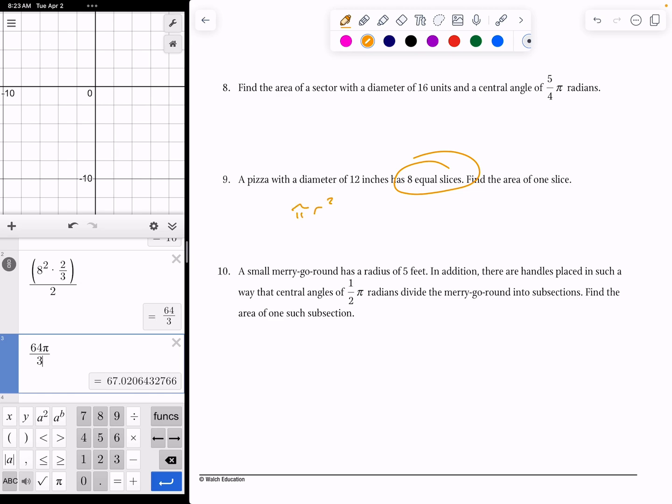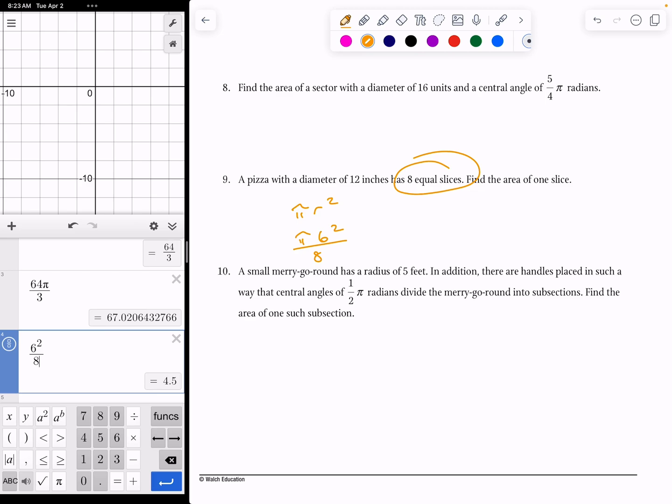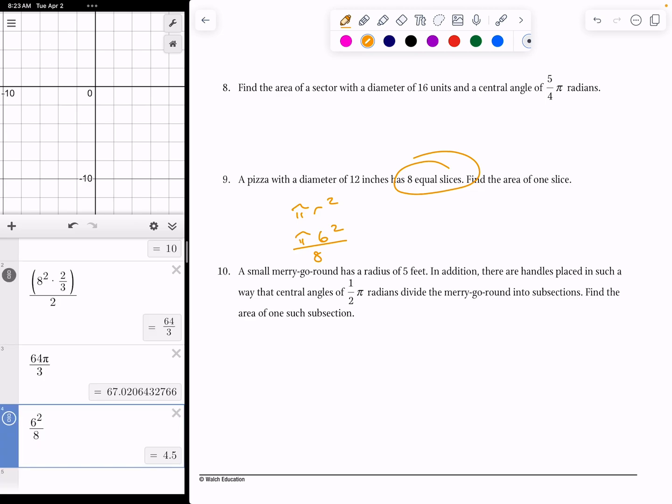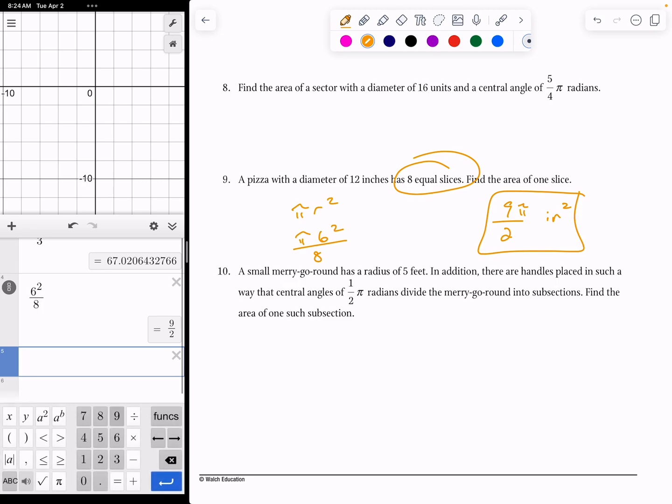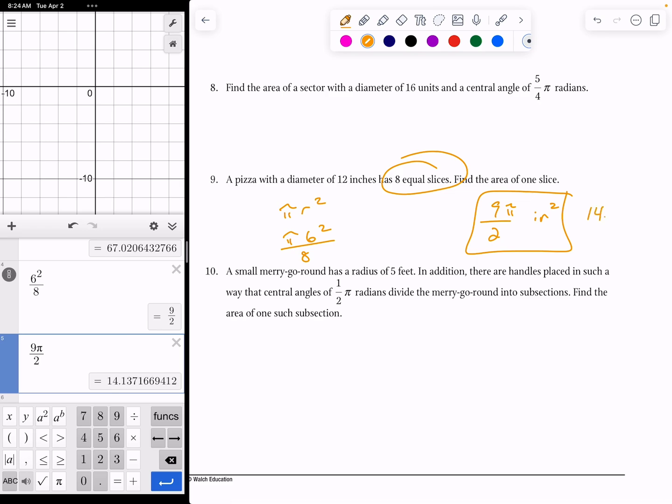So pi r squared, but that's the diameter, so pi 6 squared, divide by 8. So 6 squared, divide by 8. That's 9 pi over 2 inches squared, or 9 pi divided by 2, 14.1 inches squared.